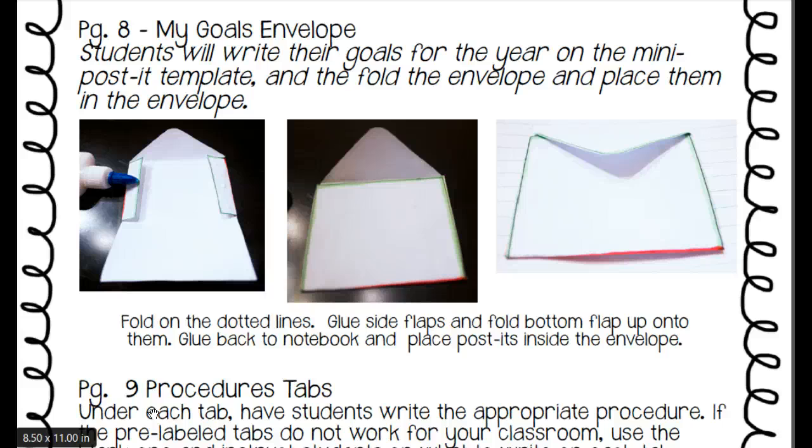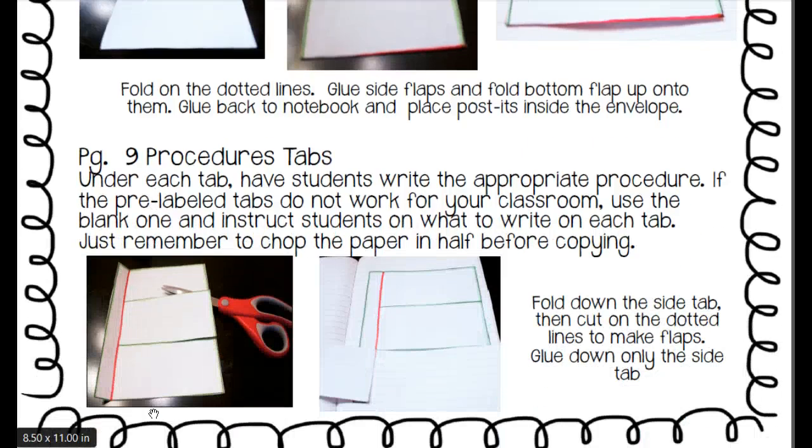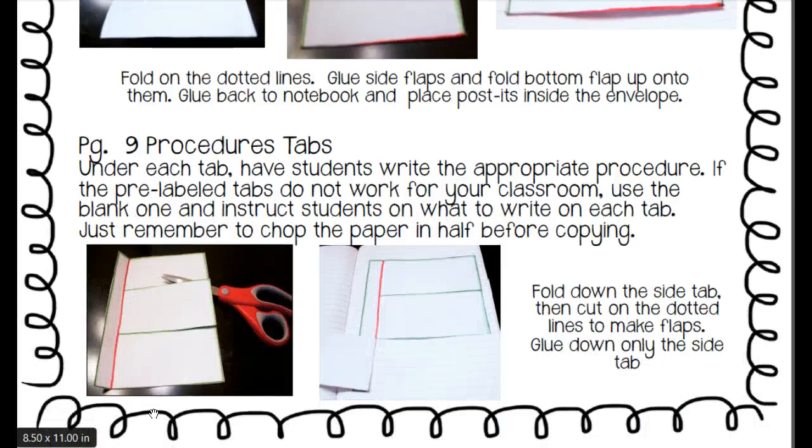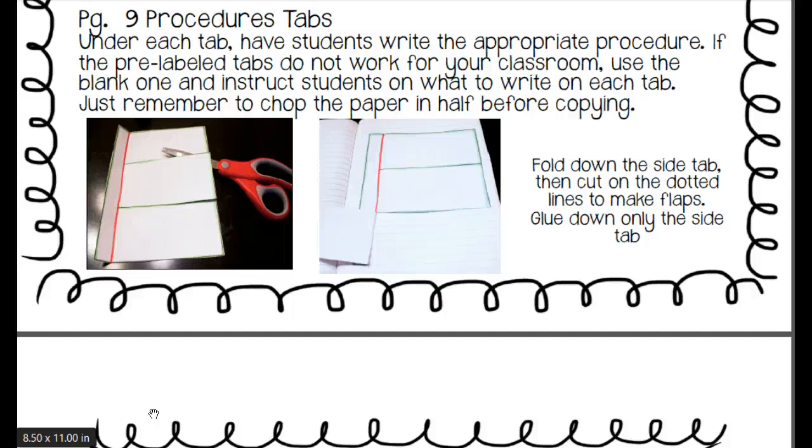For your envelope, you're going to have the envelope in full. You're going to fold the 2 tabs on the side, put the glue on it, and then fold the bottom up so it looks like an envelope. And then without folding the flap of the envelope, you're going to glue the whole back of that into your notebook.